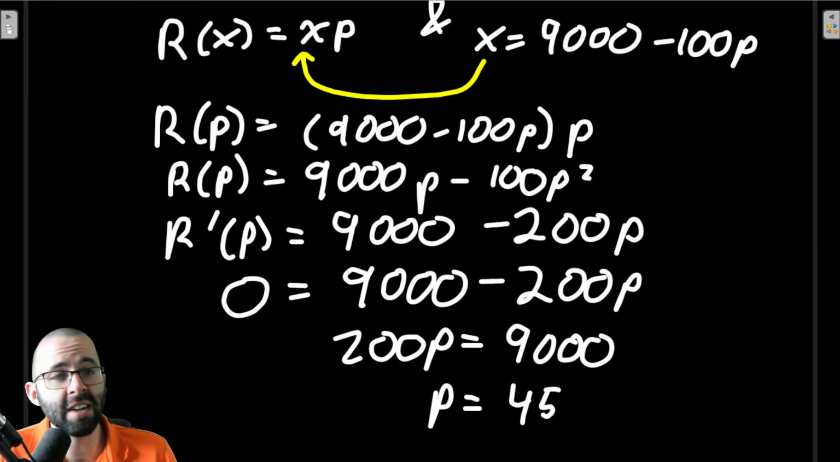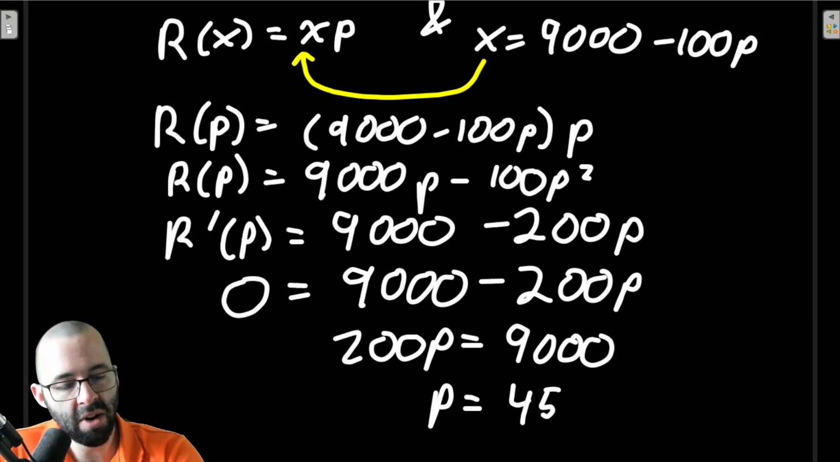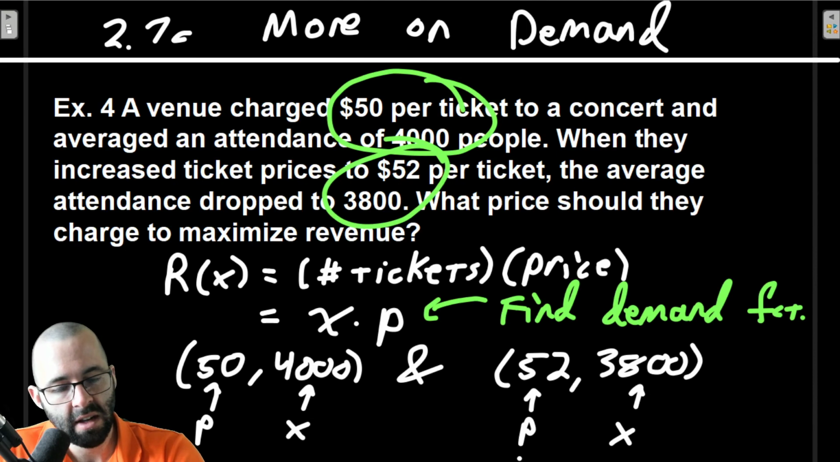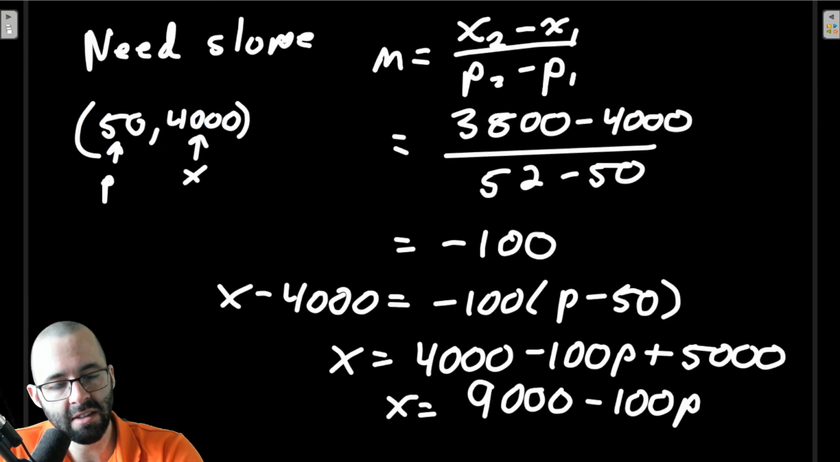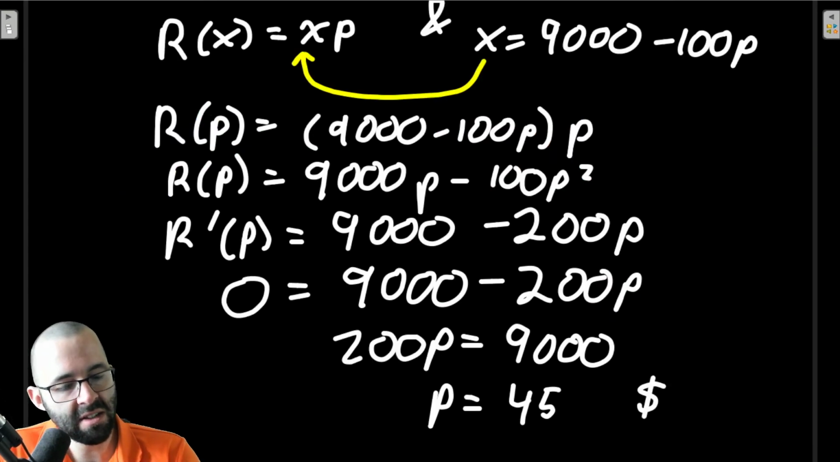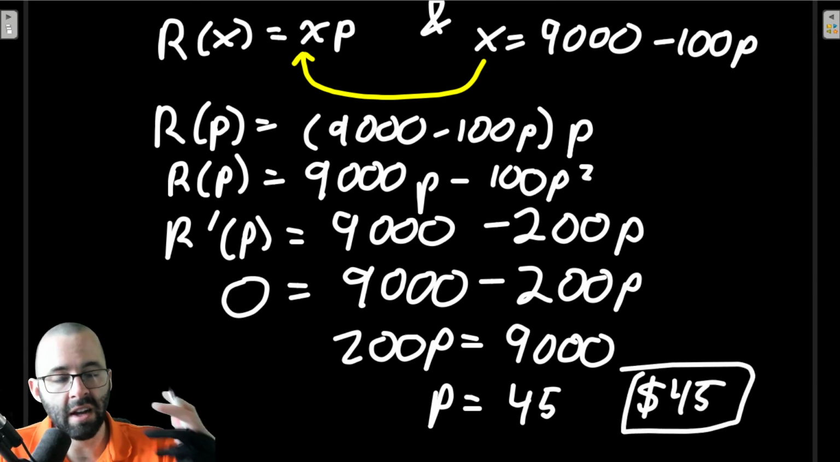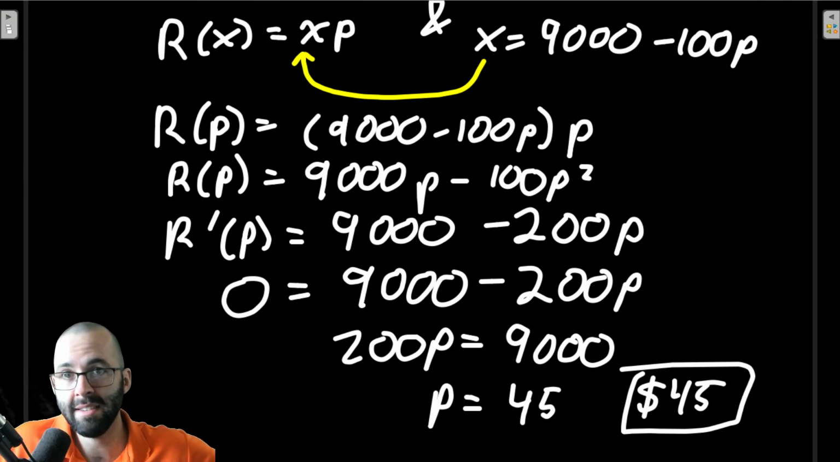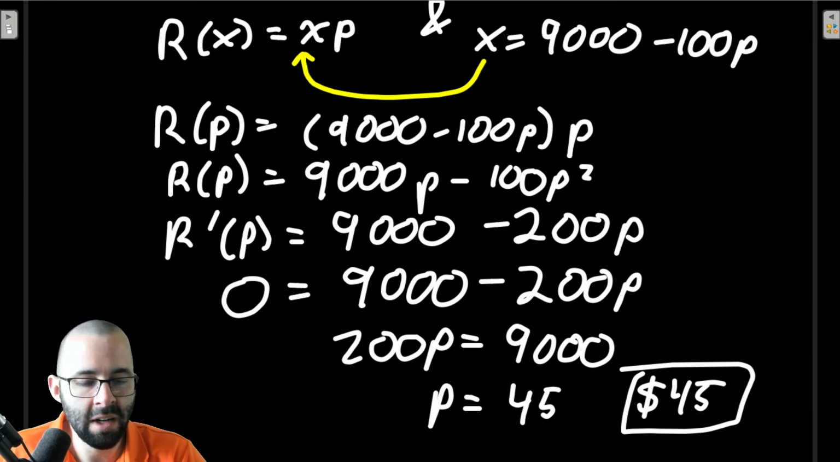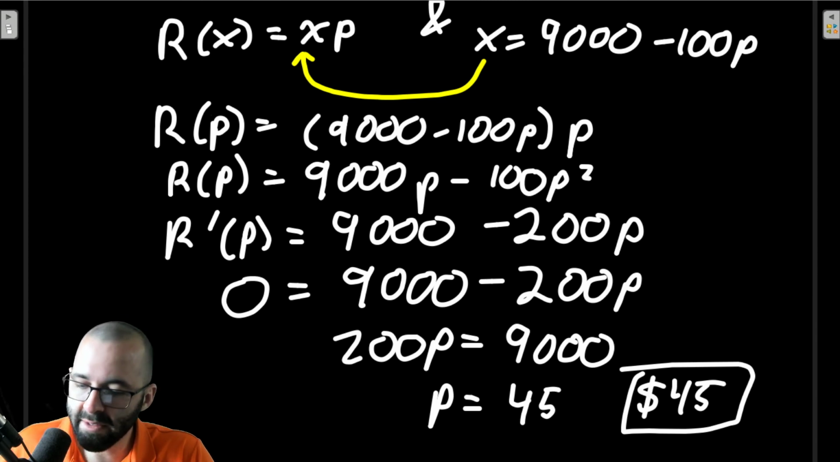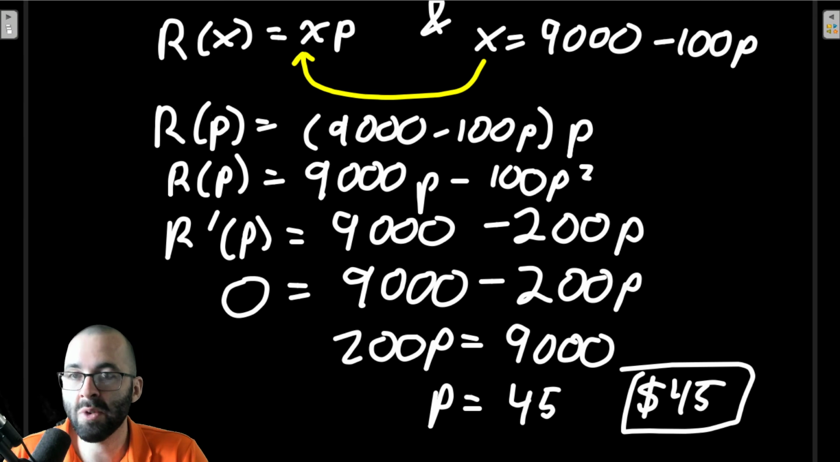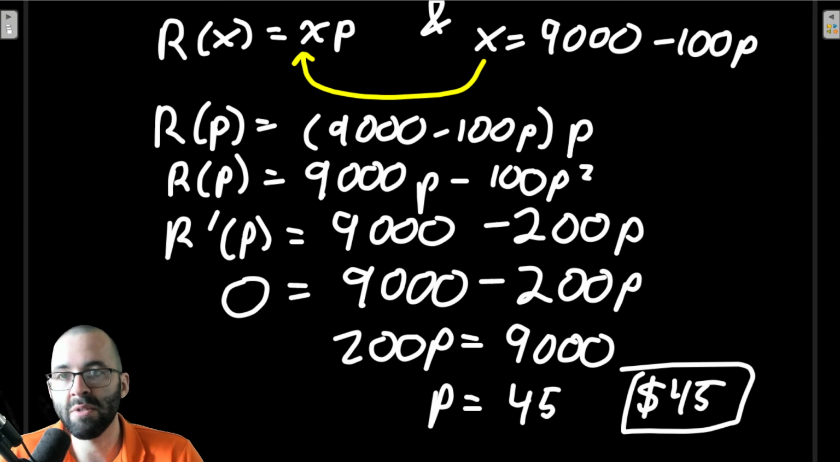So increasing the price was the wrong call. Here, the price is 45. It's asking what price should they charge per ticket to maximize revenue? So the price they should charge is $45. Assuming we have the capacity to host this many people, a decrease of $5 is going to increase attendance by 500. We'll have 4,500 people paying $45.